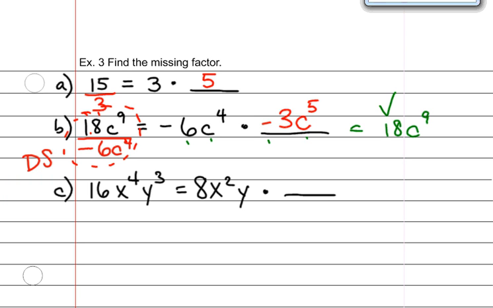Okay, so let's try another one. 16x to the fourth y cubed equals 8x squared y times what? Some of you can do this automatically in your head, but if you need to, you can show that you're dividing that 16x to the fourth y cubed by 8x squared y. So 16 divided by 8 is 2. Then x to the fourth over x squared, subtract, and you get x squared. And then y cubed over y to the first, you'll get y squared as well. And that's my answer.